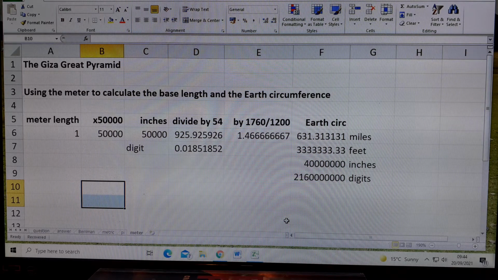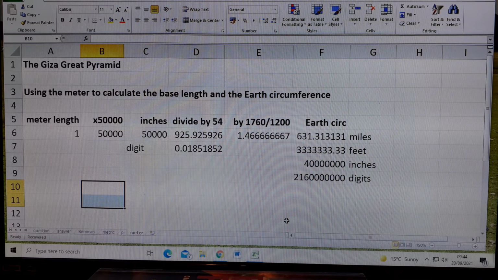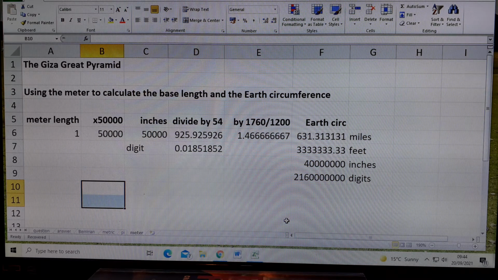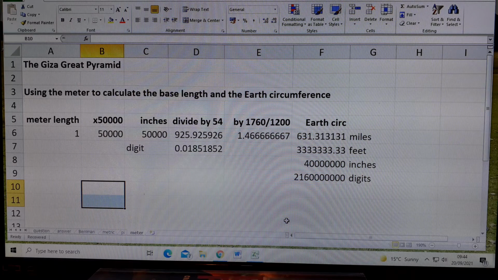This morning we're going to look at something that's very, very simple, but also very significant in terms of historical metrology. I'm going to show you how to use the meter to calculate the base length of the Great Giza Pyramid, and from that we can determine the Earth's circumference in miles, feet, inches and digits. And what we'll find is it's always the same number of digits, regardless of the length of the meter.